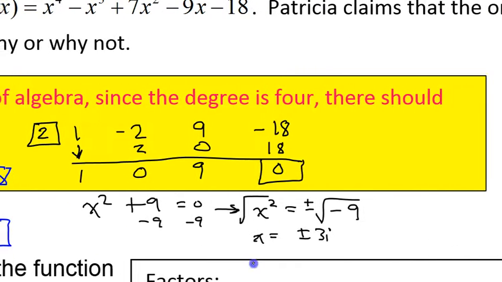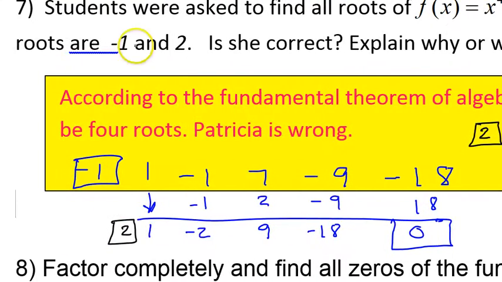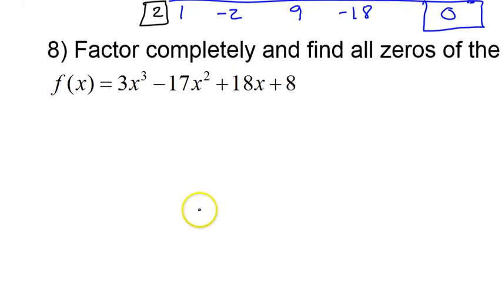So technically this is what you would have to do to prove that Patricia was wrong. Otherwise it's possible that these really might have been the only zeros. They just could be double and double. Anyway, let's move on to number 8.